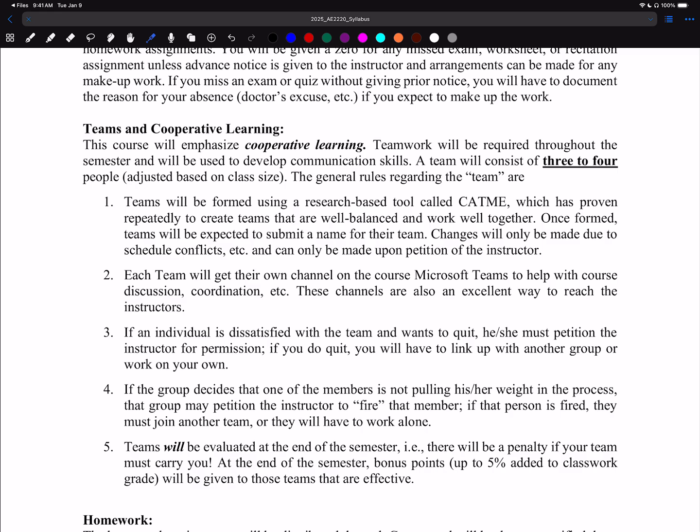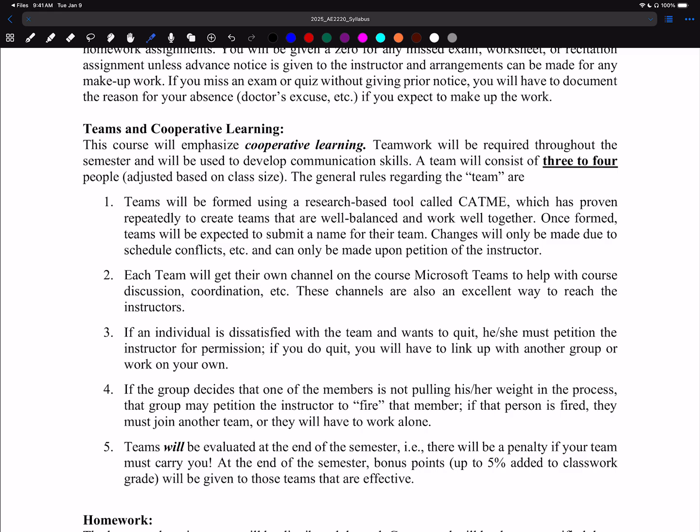Alternatively, if a group decides that somebody is not participating and not performing well in their group, the group has the option to fire that member, and if that person is fired, then they're either going to work alone or they're going to have to join another team. And again, firing a member requires a petition and discussion with me involved. I've never had either of these happen, but the rules exist in case we need to enforce them.